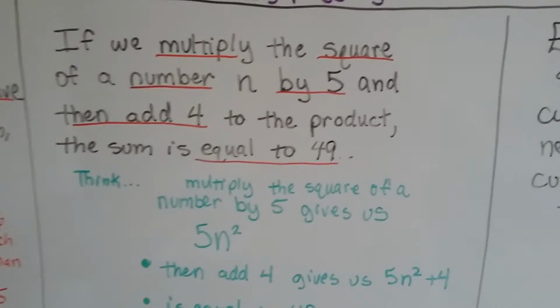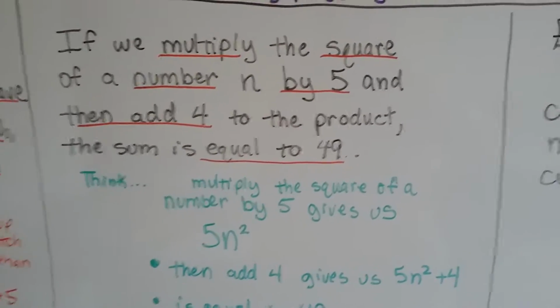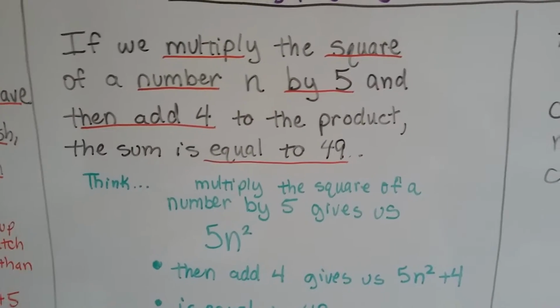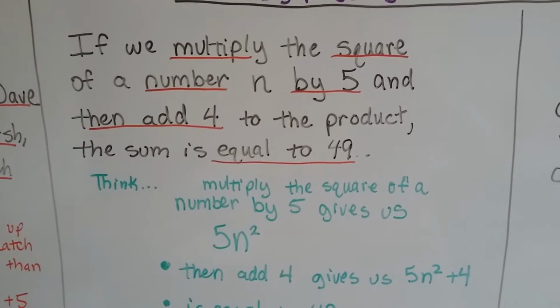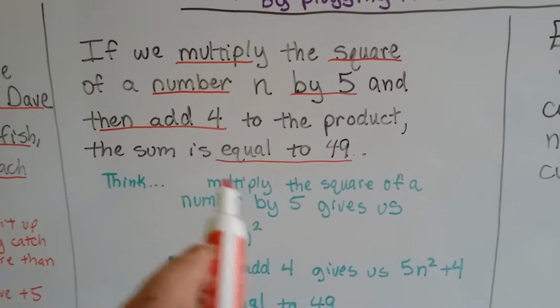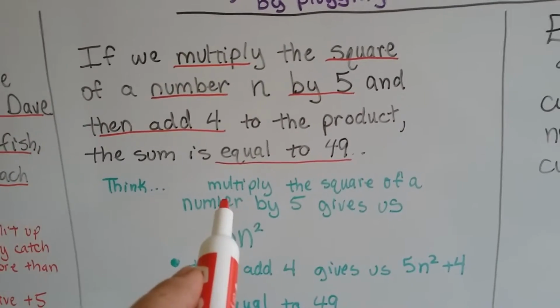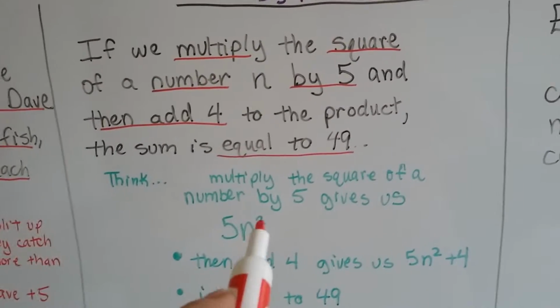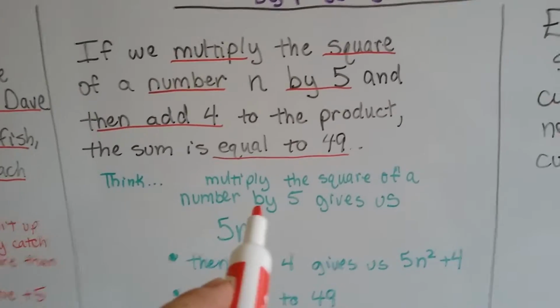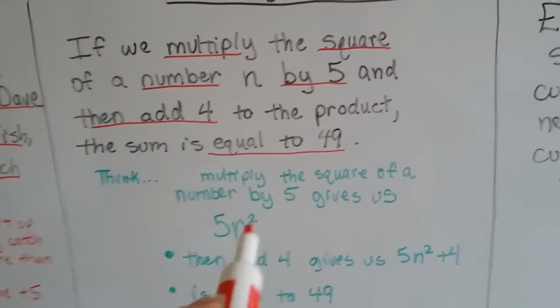If we multiply the square of a number n by 5 and then add 4 to the product, the sum is equal to 49. So think. It says multiply the square of a number. So the square of a number is going to be n squared. We're going to multiply it by 5, which gives us 5n squared.